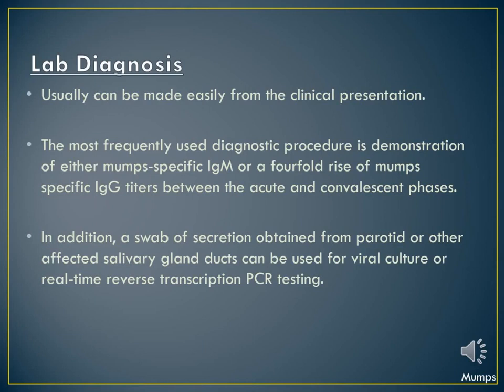Lastly, the lab diagnosis of mumps. Usually mumps can be made easily from the clinical presentation, but the most frequently used diagnostic procedure is demonstration of either mump-specific IgM or a fourfold rise of mump-specific IgG titers between the acute and also convalescent phases. In addition, a swab of secretion obtained from parotid or other affected salivary gland ducts, for example like the sublingual gland, can be used for viral culture or real-time reverse transcription PCR testing.